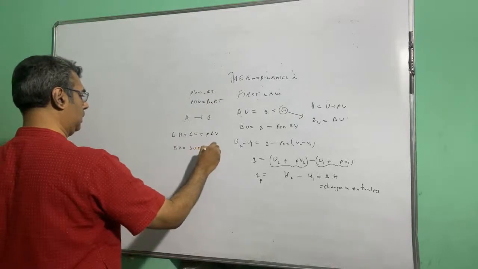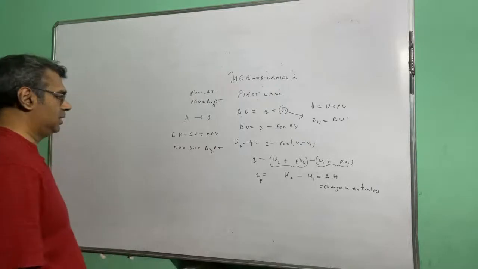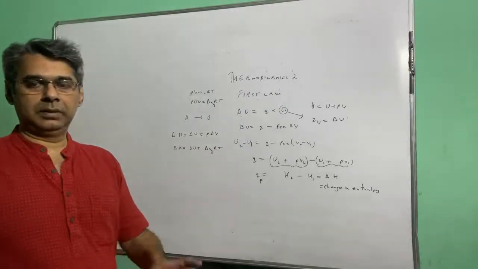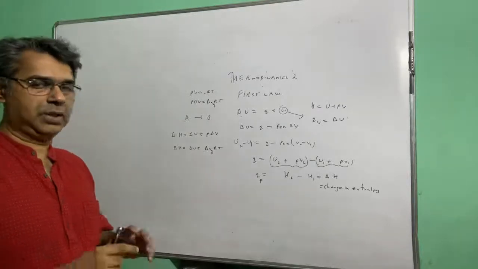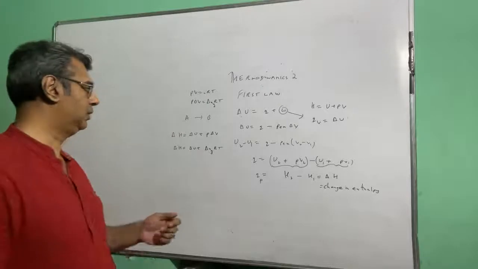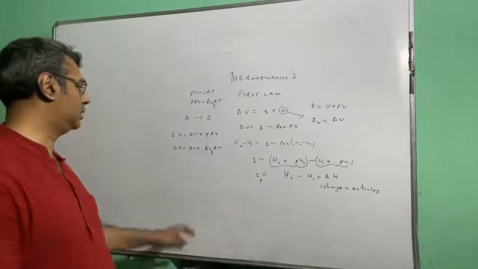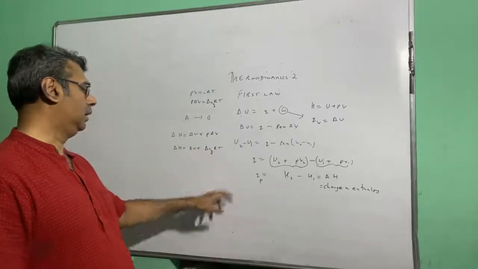Actually it is delta n_g RT, and I'll write g to suggest that we are only talking about gases. When you say pressure, it means the pressure of the surroundings, that is atmospheric pressure, and when you say temperature, temperature of the surroundings. So more or less that is expected to be constant. So delta H is delta U plus delta n_g into RT.